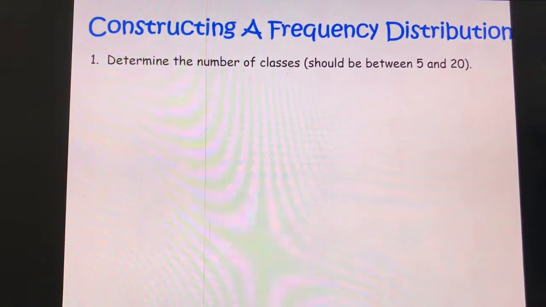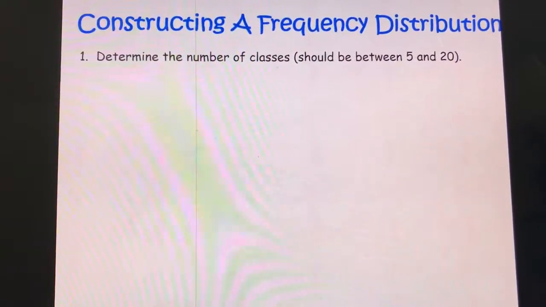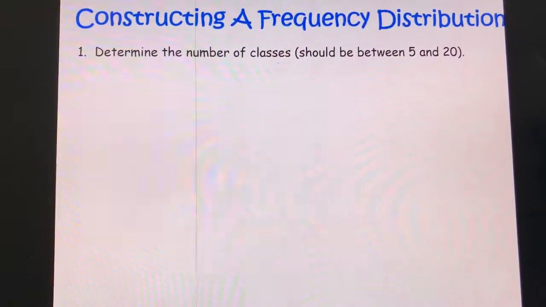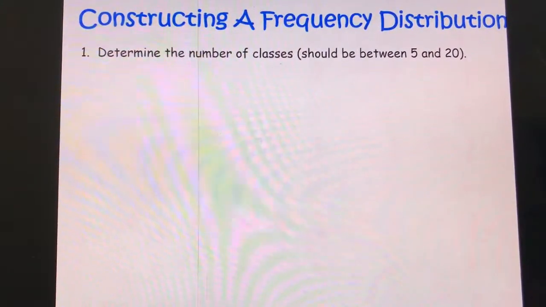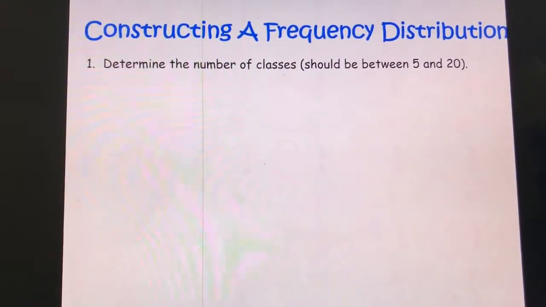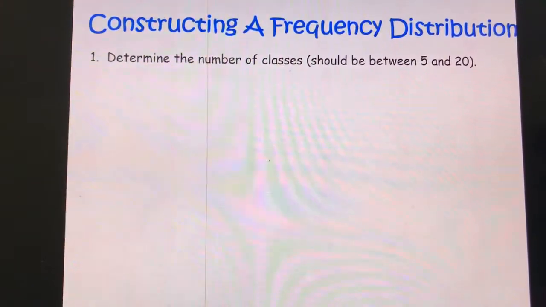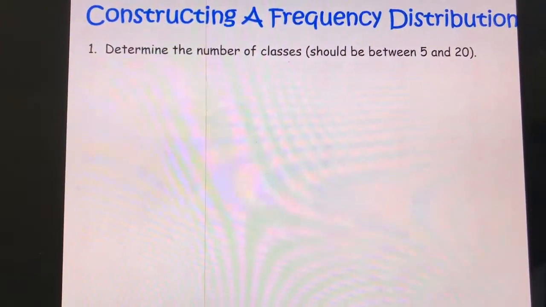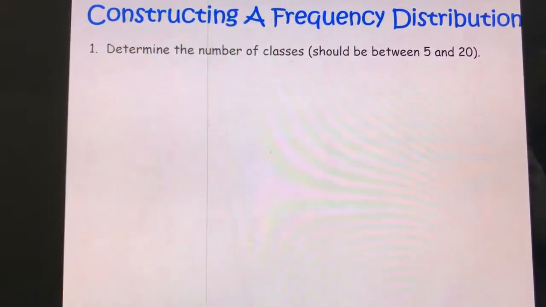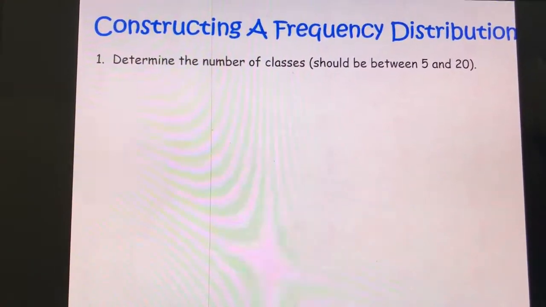So to construct a frequency distribution, step 1 is determine the number of classes. You'll have to do this on your homework, and in the other video there's an example of me doing one of these, which is what you have to do for your homework this week. The number of classes should be between 5 and 20 typically. I'll say construct a frequency distribution with 10 classes or whatever the case is.